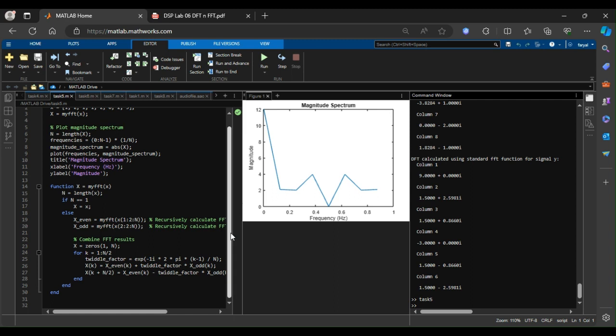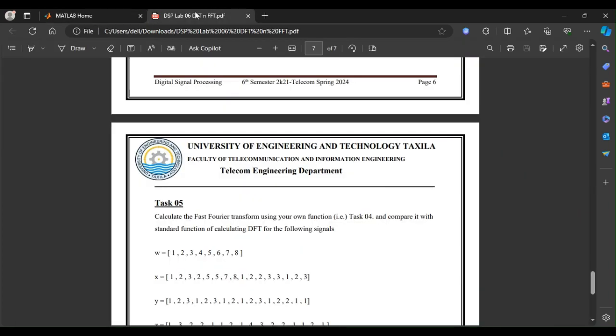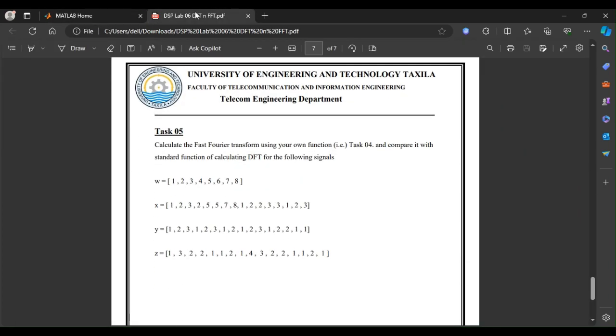So the myFFT function recursively divides the input signal x into even and odd samples and then computes their FFTs separately. It then combines the FFT results using the twiddle factor to produce the final FFT result. The base case of the recursion is when the length of the input signal is 1, in which case the function simply returns the input signal itself. So the last task of today is to calculate the fast Fourier transform using your own function.